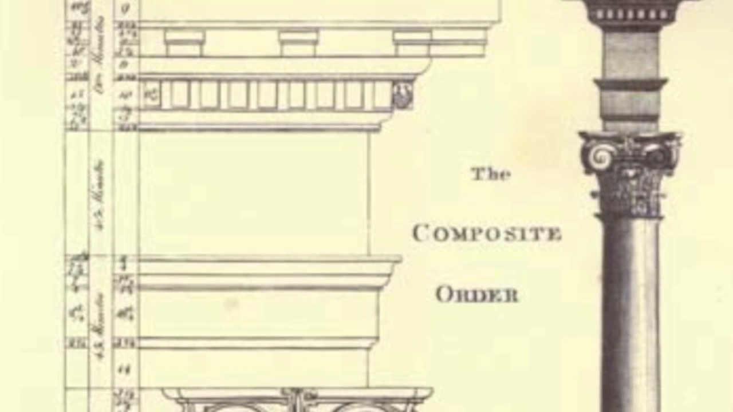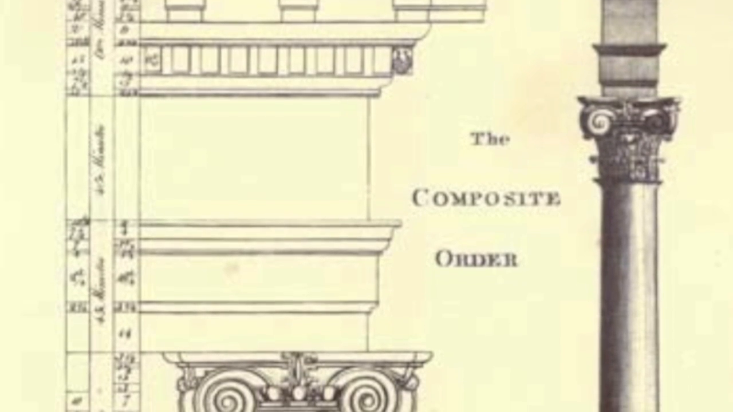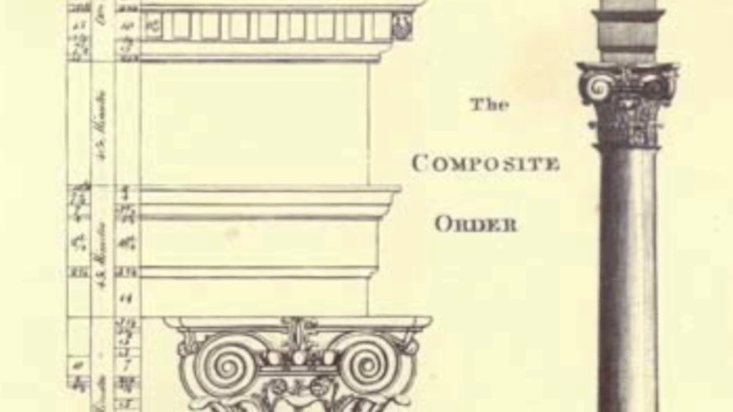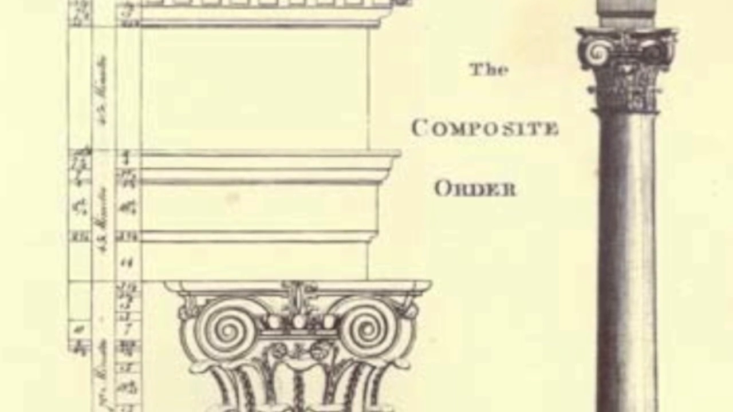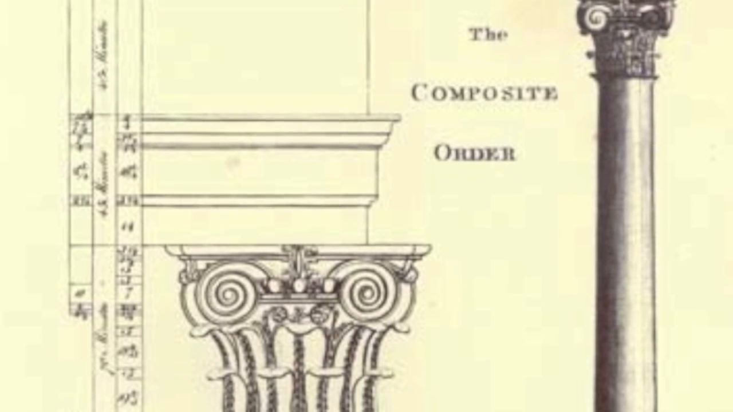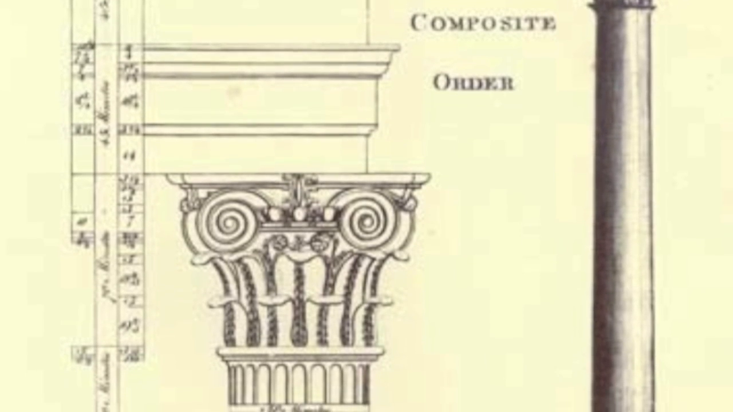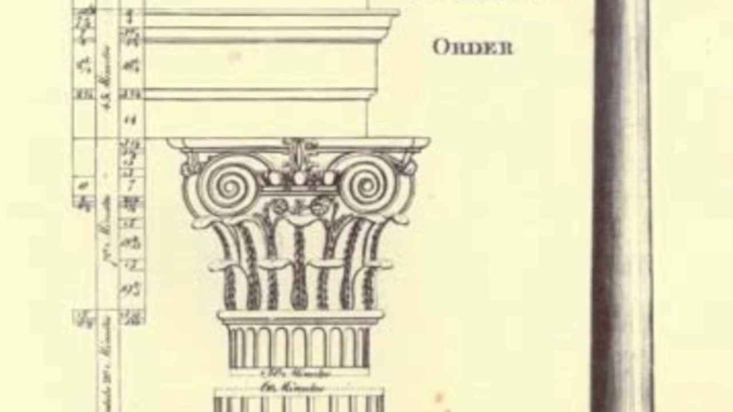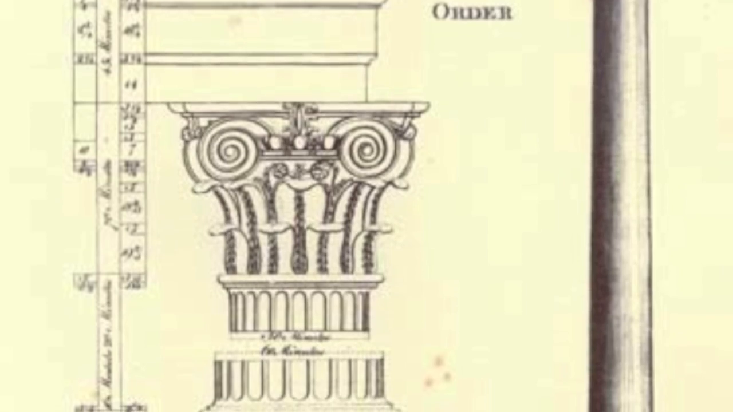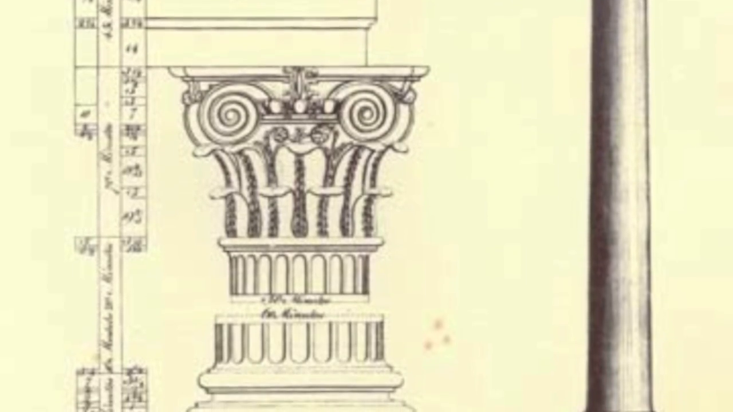Next is the Composite order. This order combines the designs of the capital of the Ionic and Corinthian orders. The acanthus, or the detailed leafy pattern, also includes the scroll-like aspects of the Ionic capital. Otherwise, this order is very closely related to the Corinthian and has an 11:1 or 12:1 height to thickness ratio.